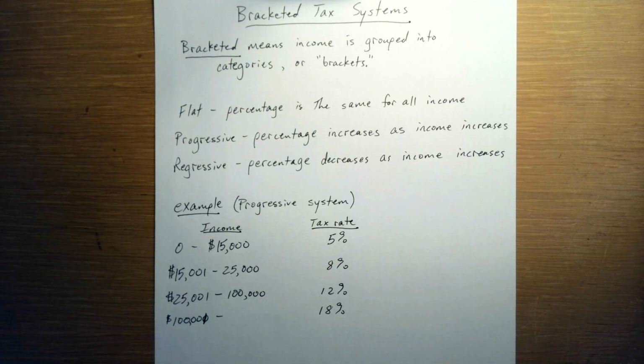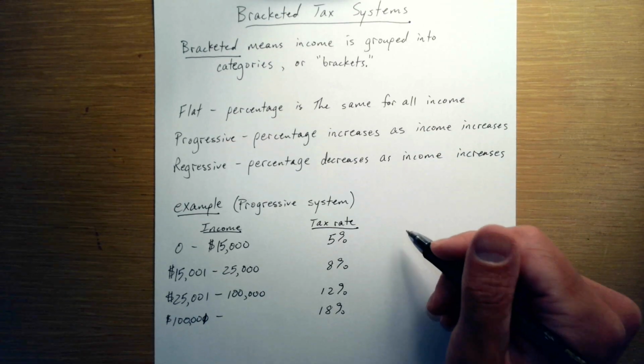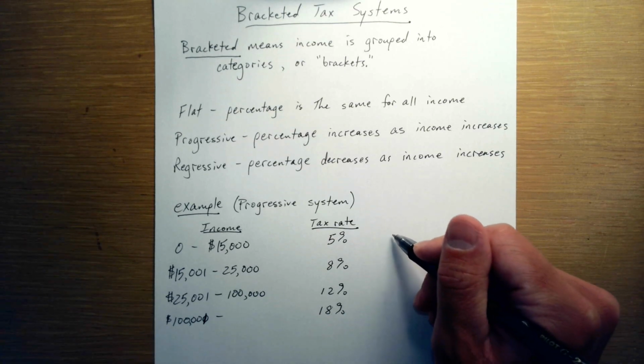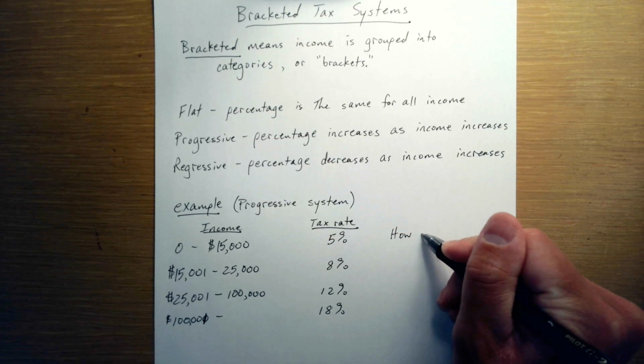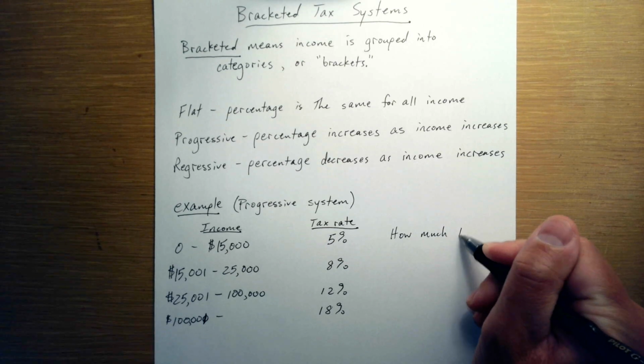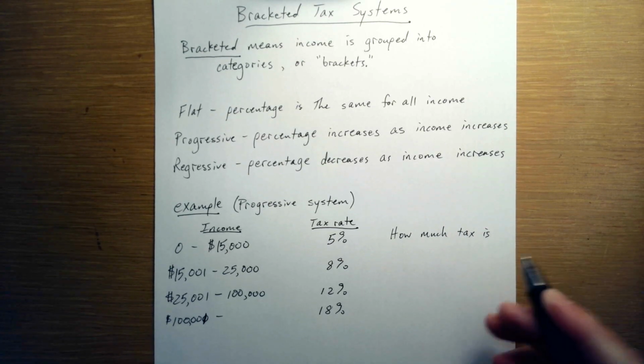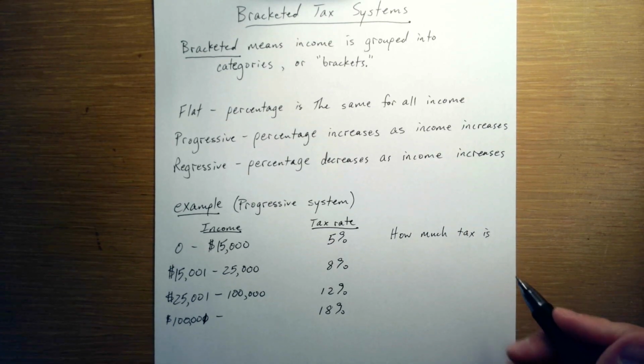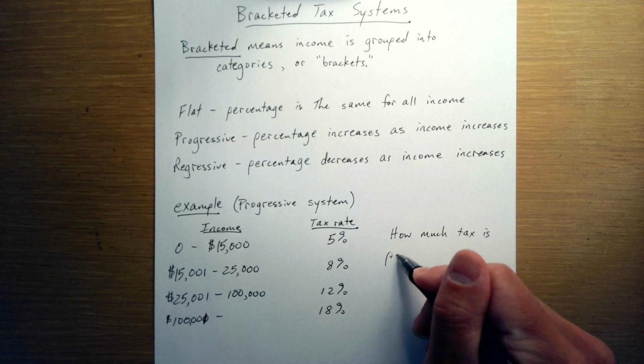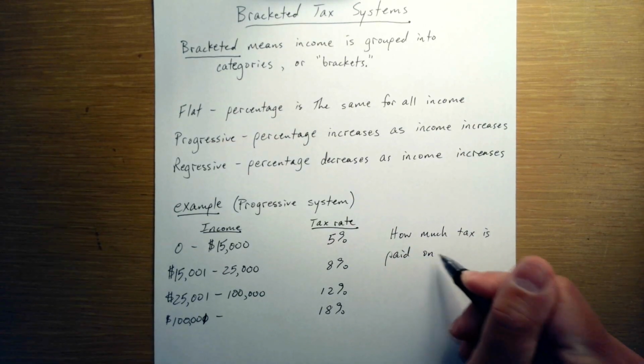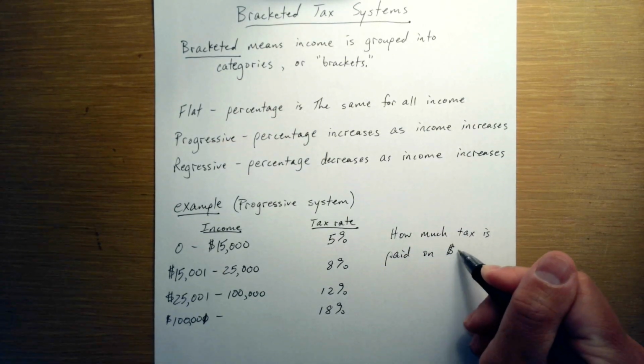So for our example, let's pick an income and let's find out how much actual tax you would have to pay. So let's say we have an income of $120,000, and our question is how much tax, meaning the actual money, not the rate, how much tax is paid on $120,000?